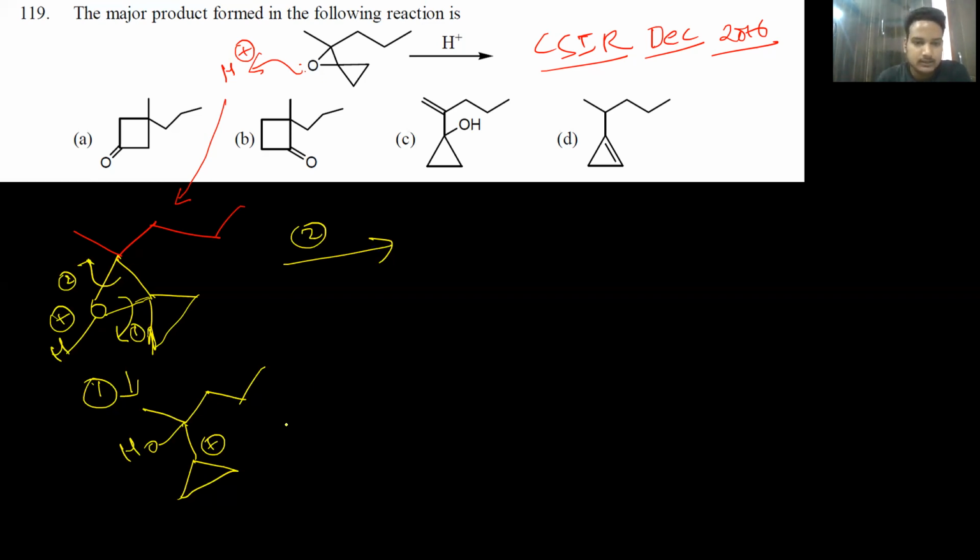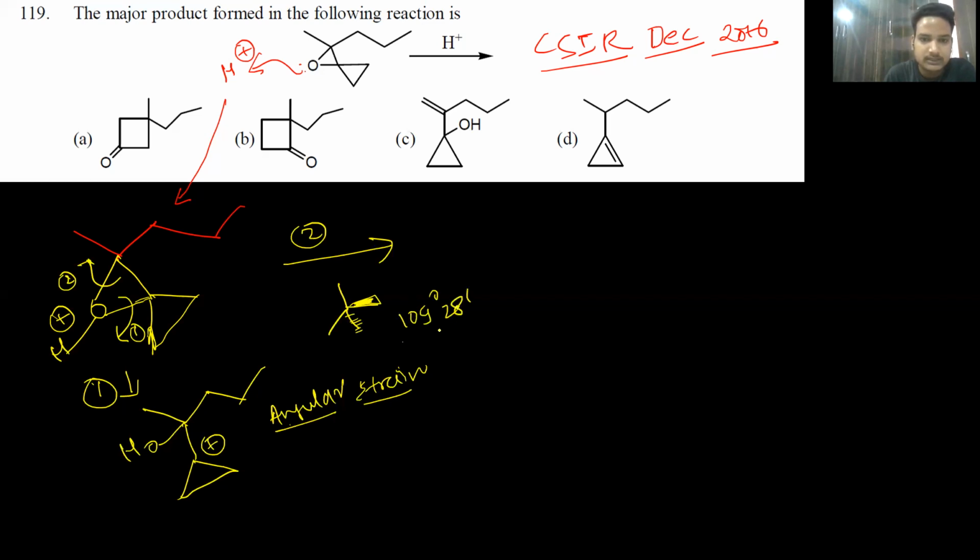What happened? There is angular strain here. So what is the angular strain? We know that the ideal tetrahedral molecule has a bond angle of 109 degrees 28 minutes. So any molecule having sp3 tetrahedral geometry, the deviation from the 109 degree 28 minute bond angle is called the angular strain.